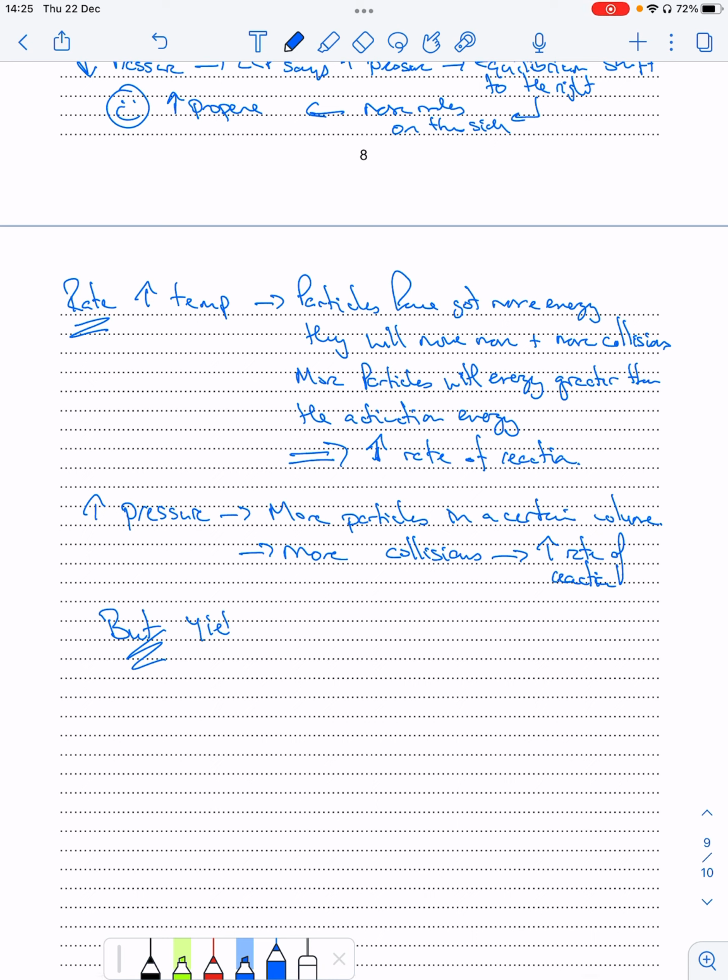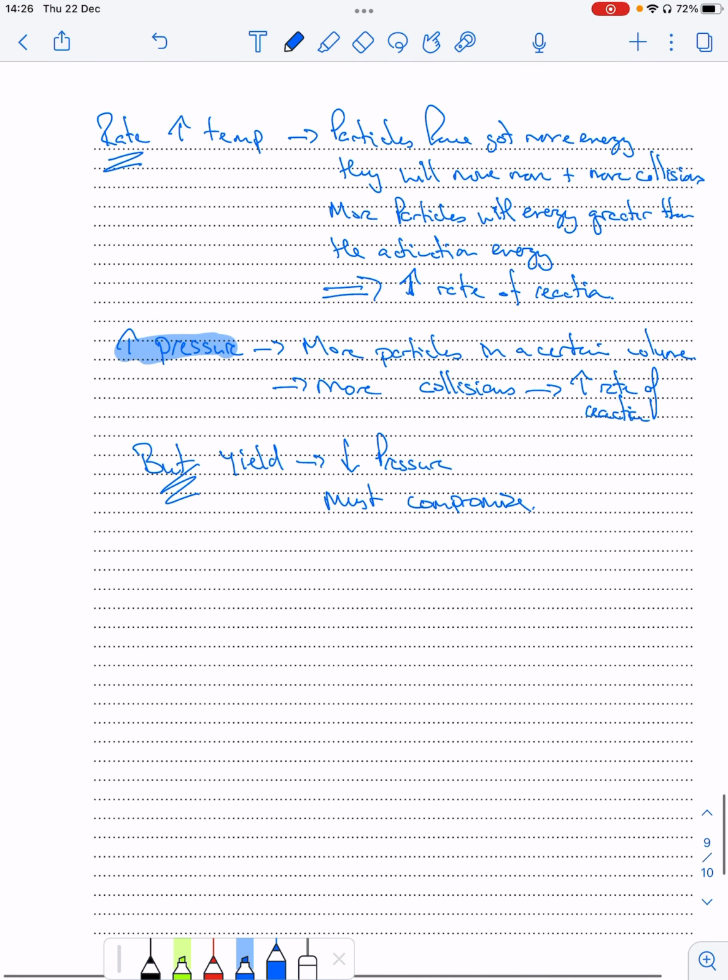Okay? But let's think about this. The yield that we just spoke about, it wants to have a low pressure. We've just said here that we would quite like to have high pressure. So we've got two different scenarios, one wanting one condition and the reaction wanting a completely opposite condition. What we have to do is we must compromise. We must find a pressure that's not too high, not too low, and that will work as best for this reaction.